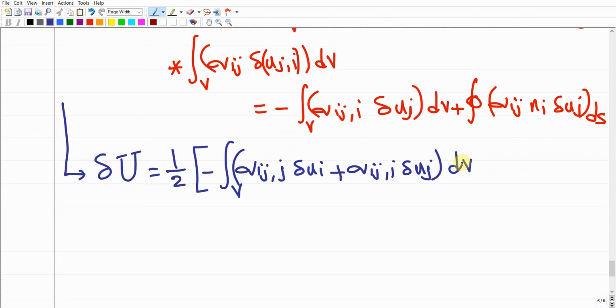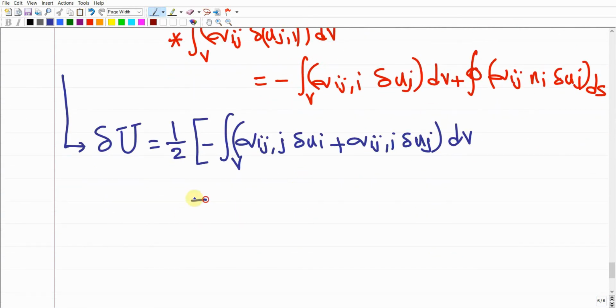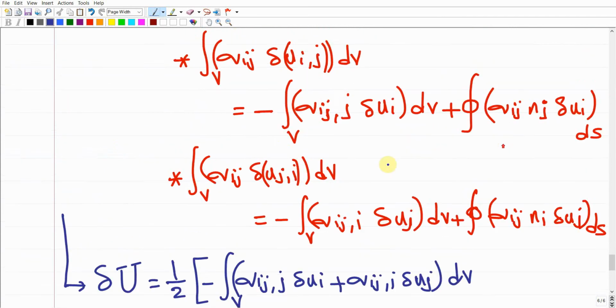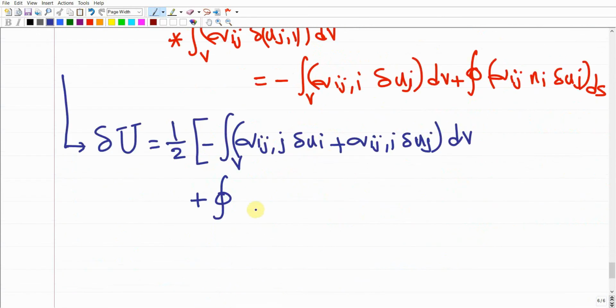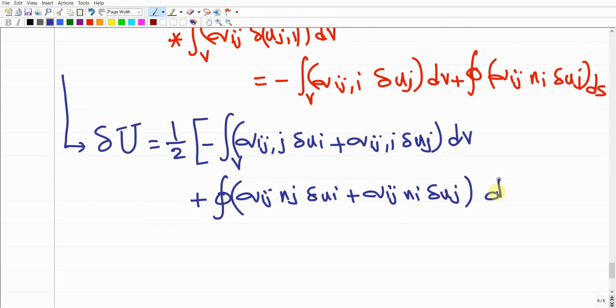plus, so this is the volume integral. Then we do have here integrations over the surface. So we're going to have the integration over the surface. We do have two terms. The first term, which is the sigma ij nj delta ui, plus the second term, which is the sigma ij ni, delta uj, ds.